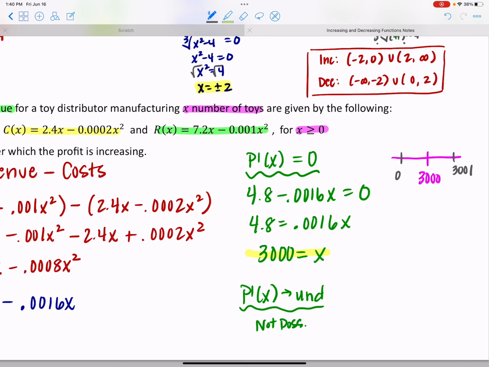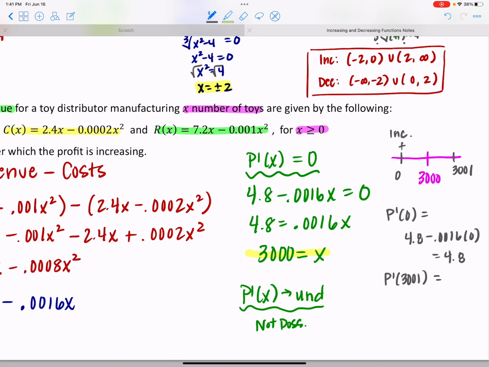These are going to get plugged into my derivative function. P prime of 0 would be 4.8 minus 0.0016 times 0. That makes 4.8, which is positive, so we're going to be increasing here. And then 3001.